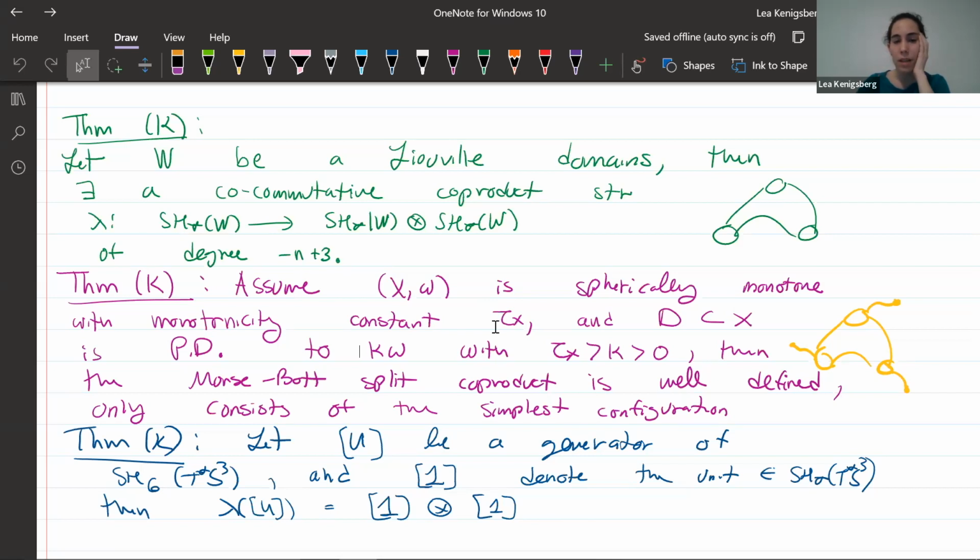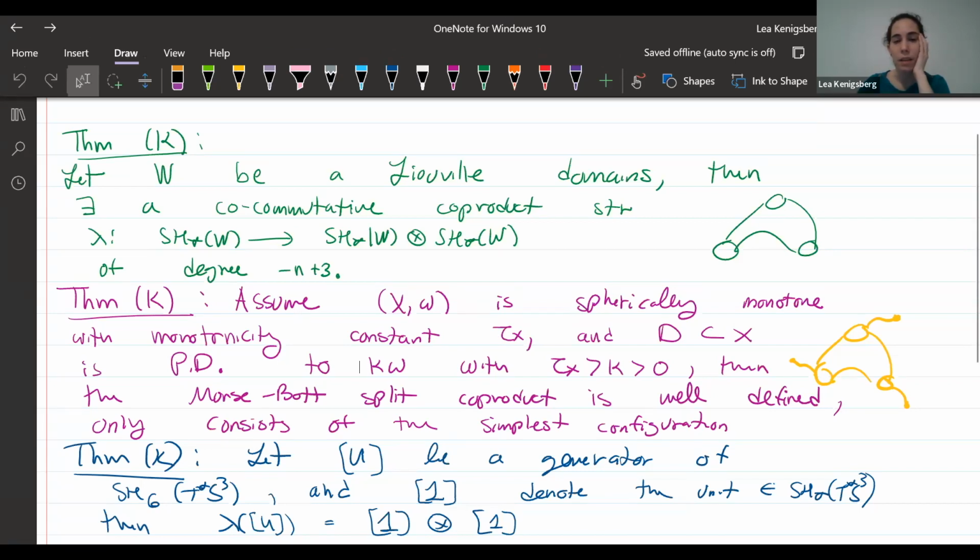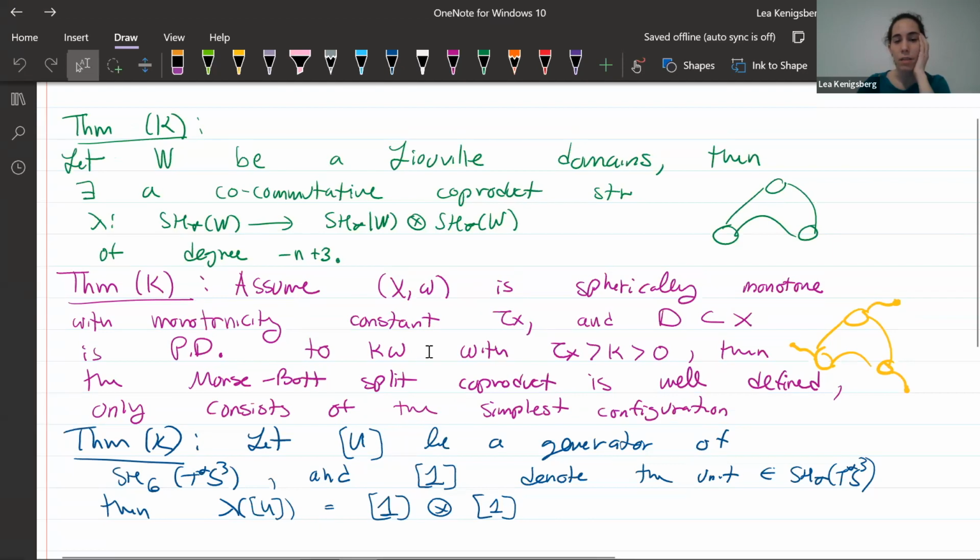The second and the third theorems are about computing this coproduct structure, and I may have time to say something very briefly about that. The second theorem tells you that in the setting of complements of smooth divisors, following Diogo and Lisi, this coproduct structure is well defined. And in fact, the only configurations that arise are very simple configurations, and I might say more about this.